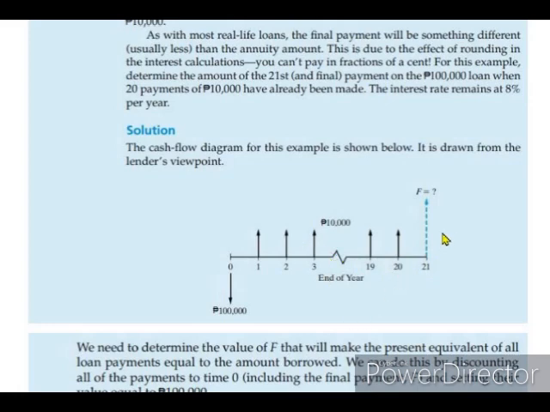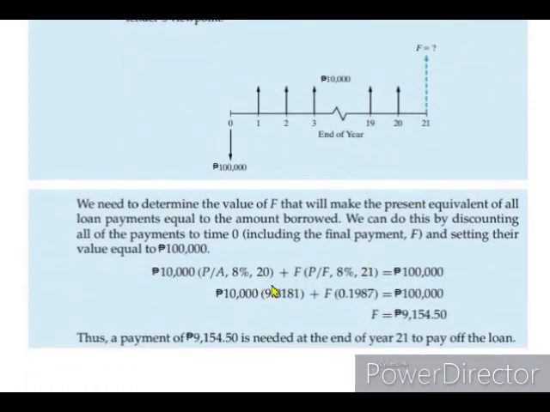So, now we find the future amount. Did you notice, guys, when it jumps from 3 to 19, you can use this lightning or thunder sign. So, we need to determine the value of F that will make the present equivalent of all loan payments equal to the amount borrowed. Okay?